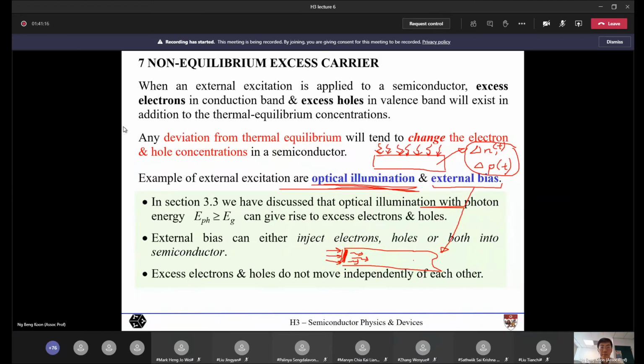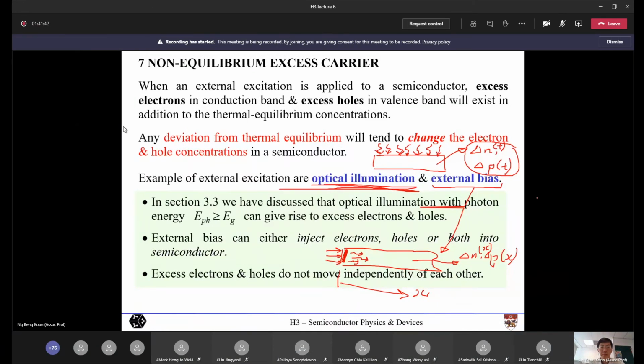So what we're interested to find out here is how does your excess carrier, whether it's delta N or delta P, depending on what you inject, how does it change with position in the semiconductor? So for this second non-equilibrium condition, specifically, we're interested to know how the concentration varies with position into the semiconductor. So you see a difference here.